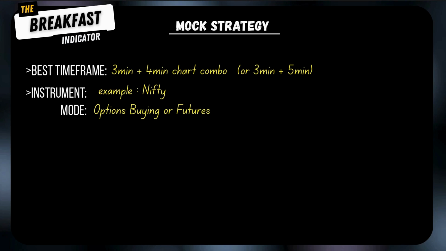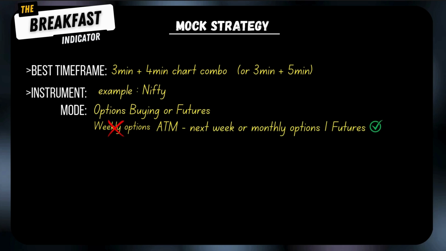Okay. So based on backtesting, no weekly options allowed. That is a hardcore rule. No weekly options allowed. The reason is, if there's any movement, let's say 50, 30, 40 points, whatever spike, there'll be rapid decay, right? Theta decay will be very high. So it's best to use at the money monthly options or futures.